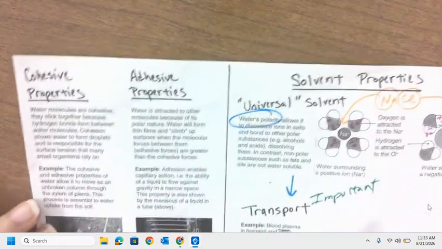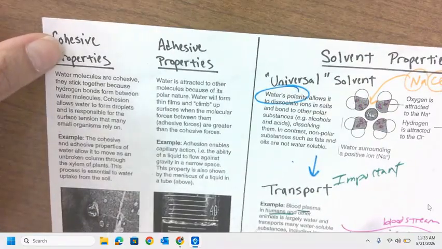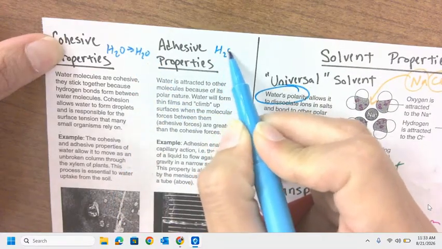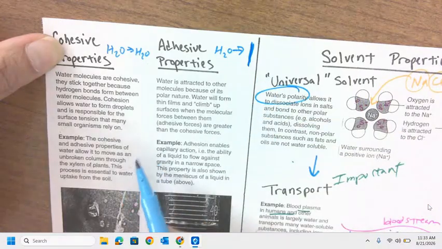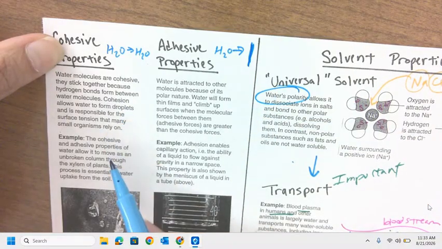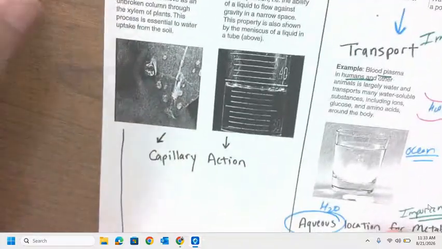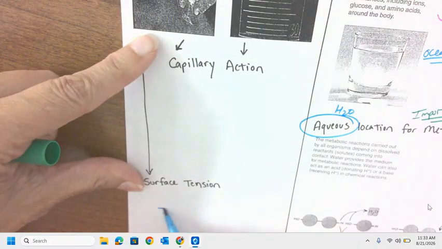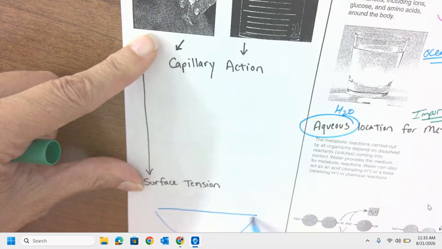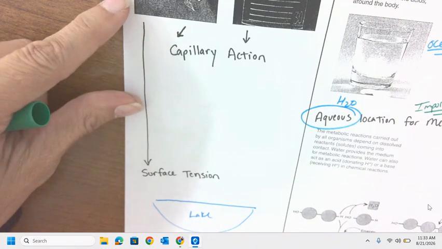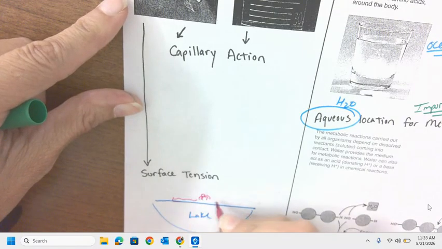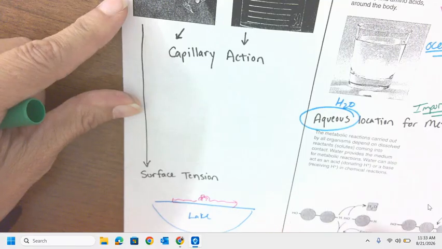The last properties we have over here are cohesive and adhesive properties. Cohesive properties are when water sticks to water. Adhesive properties are when water sticks to other things. So, for example, with cohesion, water can stick to each other and form surface tension. Surface tension can create droplets. Surface tension is also important because if you have the surface of a water, like a lake or something, I'm not a very good artist, obviously, bugs and things can walk across the surface of the lake because of surface tension.